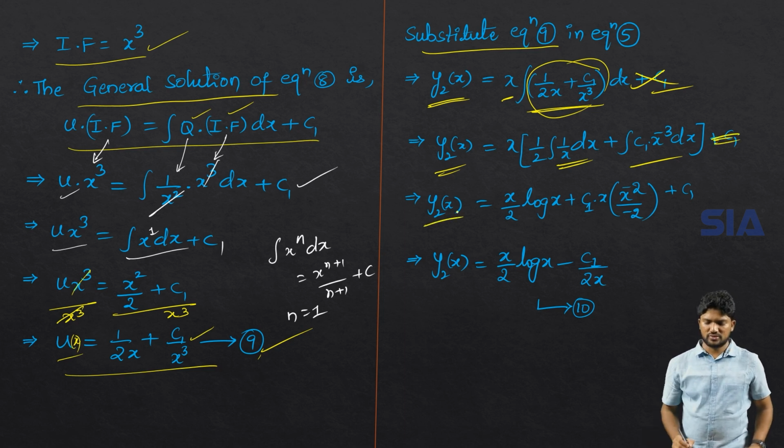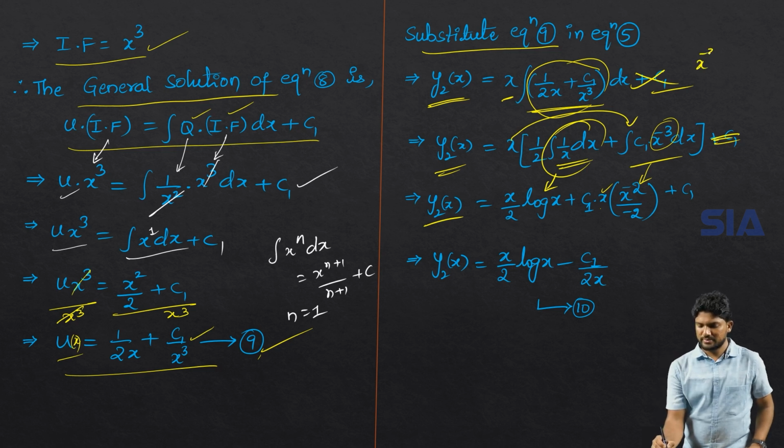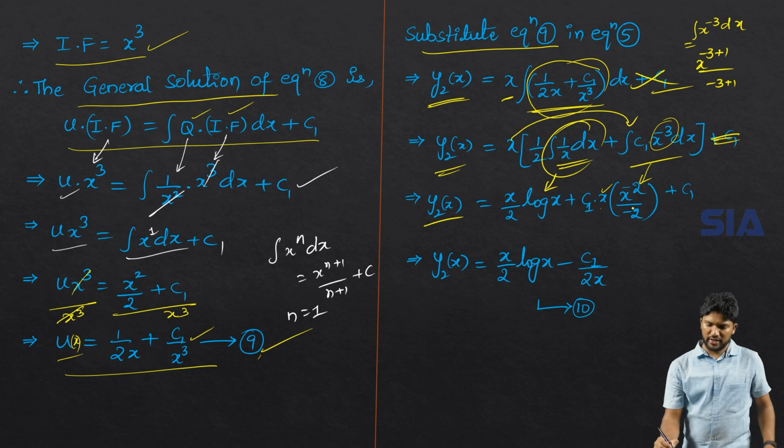Therefore y suffix 2 is equal to x by 2 into integration 1 by x dx, whose value is log x, plus c1 into, if you multiply directly with x, c1 into x and the integration of x power minus 3, whose value is x power minus 2 by minus 2. Why? Because you know very well the formula x power minus 3 plus 1 by minus 3 plus 1. By using that formula for integration x power minus 3 dx, we get x power minus 2 by minus 2. There is no plus c1.